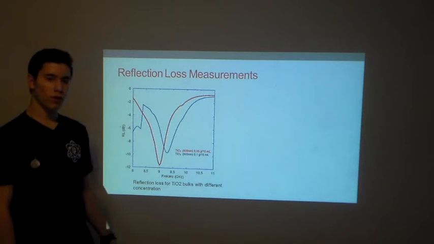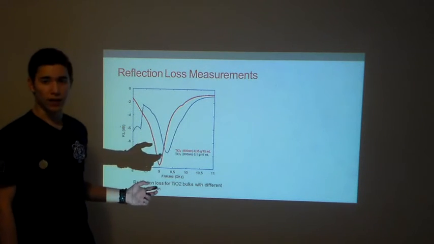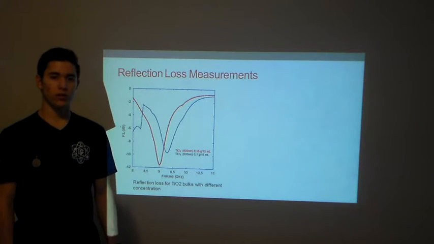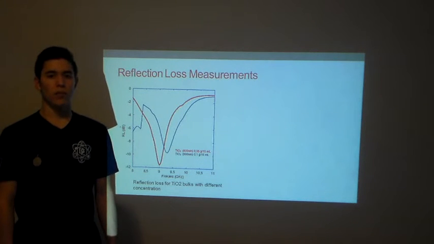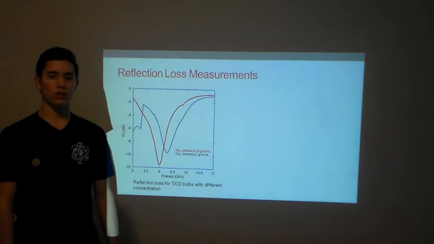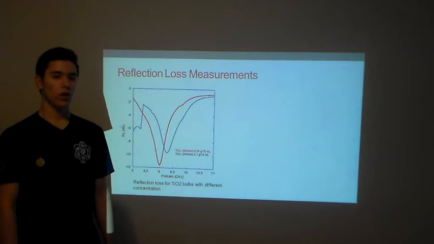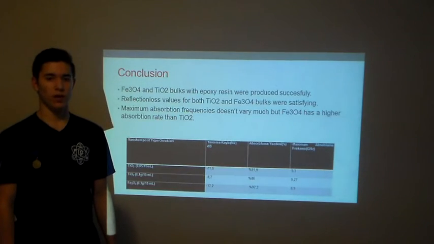This graph shows the reflection loss value for blocks with different concentrations of titanium oxide. The block with lower concentration, the red line, has a higher absorption rate than the one with higher concentration since titanium oxide is a diamagnetic particle. The reflection loss value increases as the concentration decreases until the optimum value. To conclude, the measurements are satisfying.